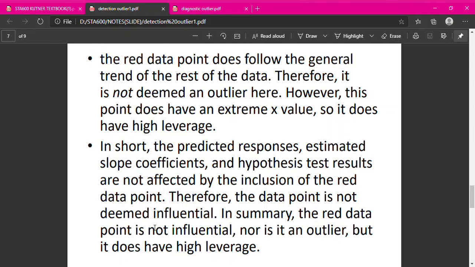Kan kita tengok dia punya regression equation tadi. Therefore, the data point is not influential. In summary, the right data point is not influential, not an outlier, but does have high leverage. So the dataset adalah high leverage point.